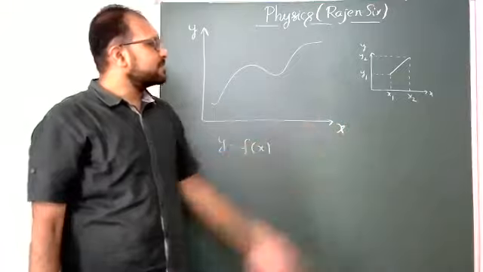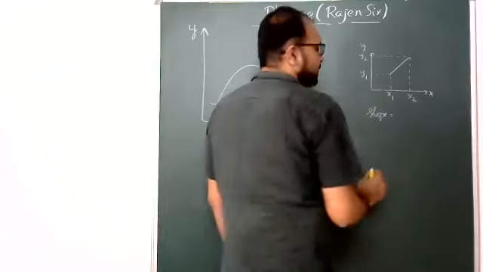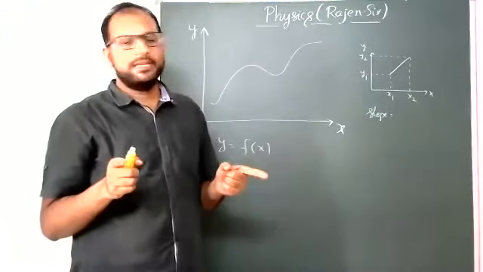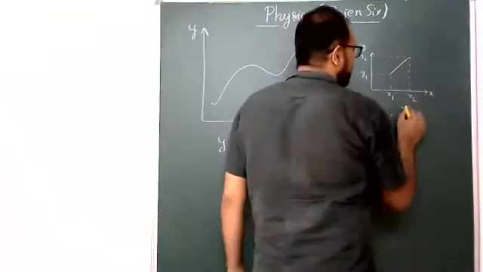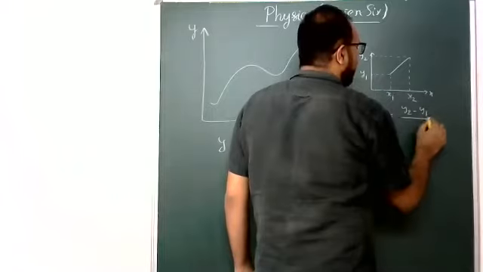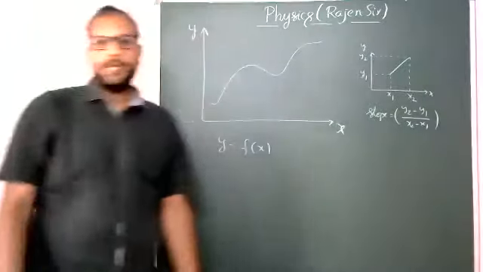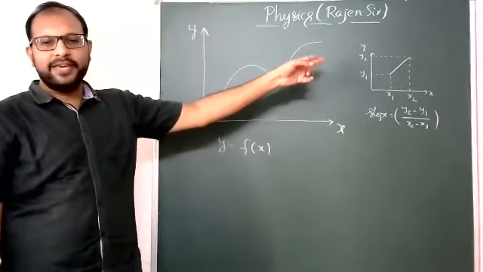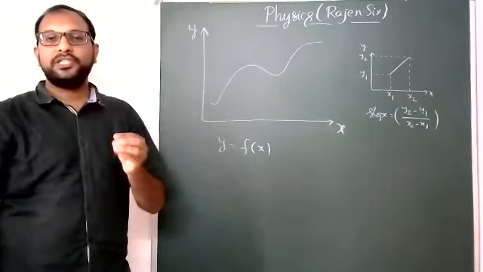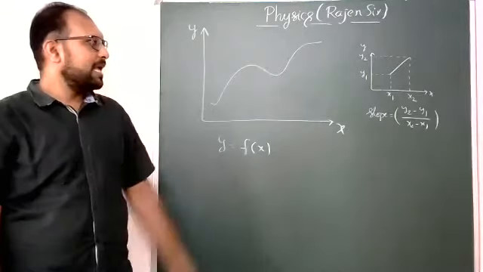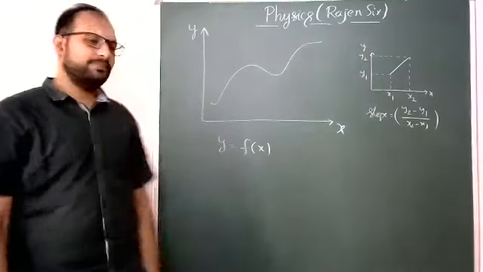So the slope of that straight line is the change in y divided by the change in x. Here, that is y2 minus y1 divided by x2 minus x1. All students know the slope of a straight line: change in y coordinates divided by change in x coordinates. That is for a straight line. That we all know. But now coming to the curve.